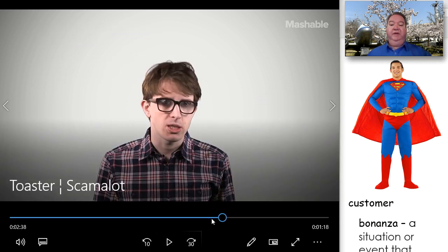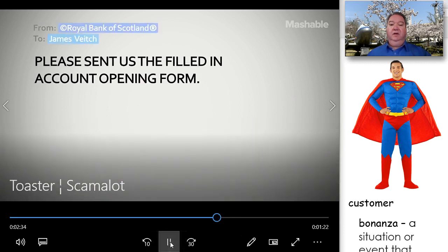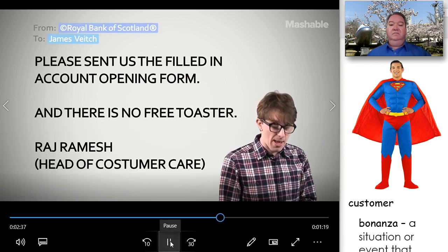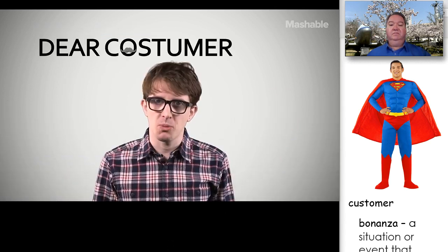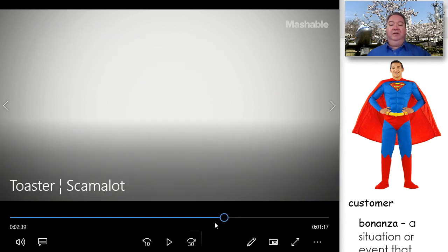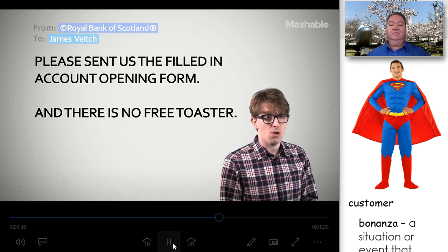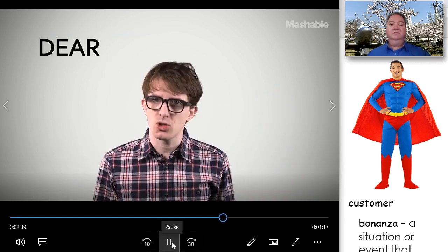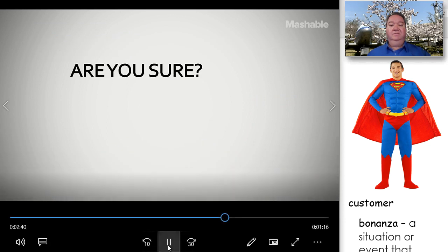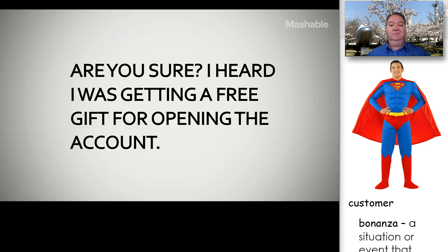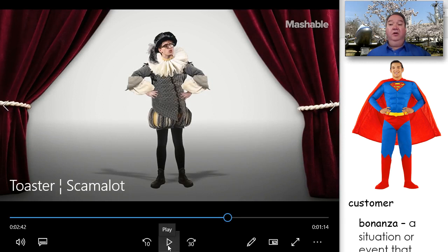Raj Ramesh, head of customer care. Notice he also points out that the O and the U are in the correct position. I said, dear customer care. So James makes a little joke here, dear costumer care. Notice his little word here has a little mustache, a little costume. Care. Are you sure? Because I heard I was getting a free gift for opening the account. And notice here, he is in costume.